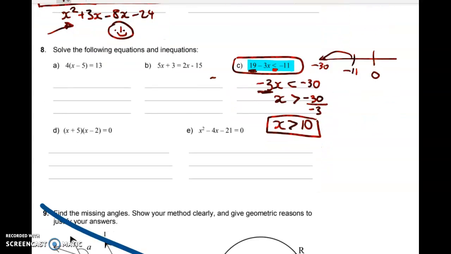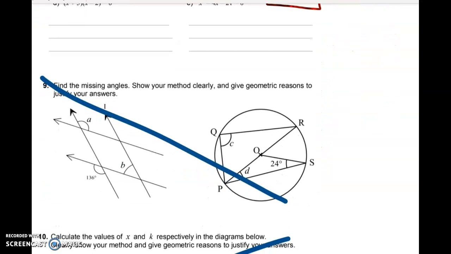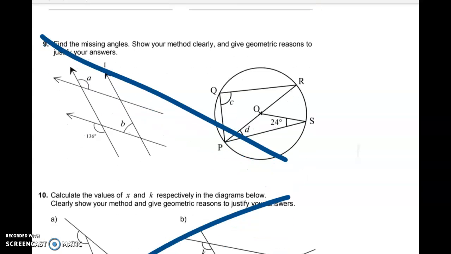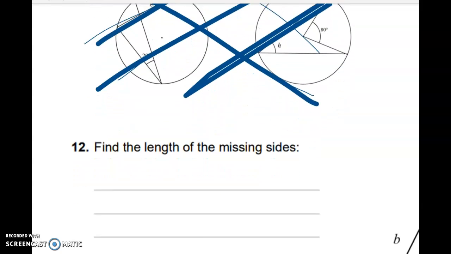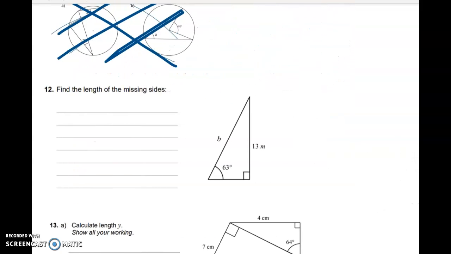Right, going quite slowly. I've got a wee bit to get through yet, but the next few are ones that are not covered this year because we're saving some of these questions till year 11. So we're not doing question 9 or question 10 or question 11. Now question 12 and 13 are just some trig that hopefully won't feel too difficult.